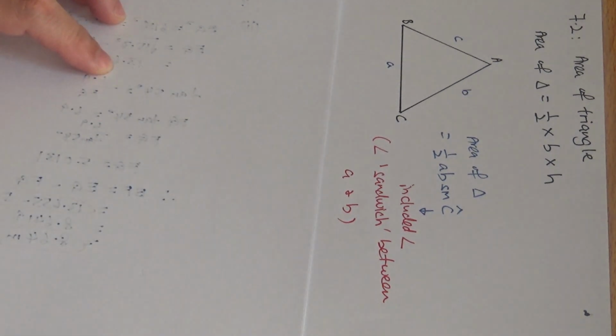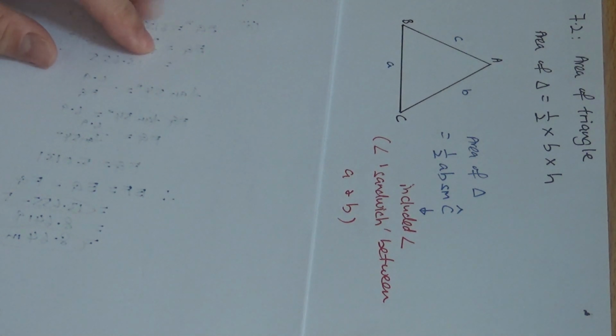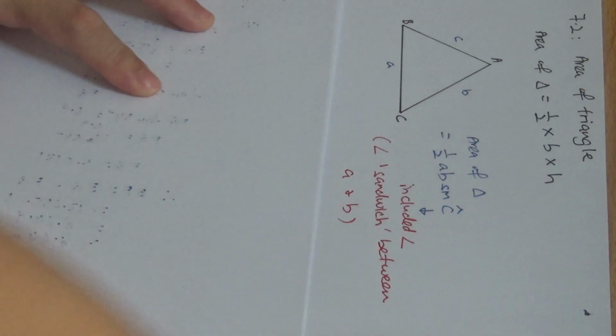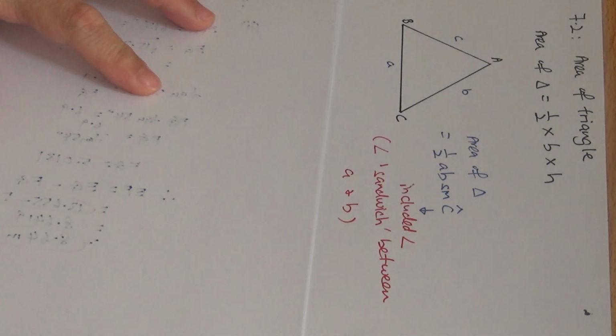Good morning, class. Today we are going on to section 7.2 of your textbook, and that is found on page 230 of your textbook. Okay, so please turn to page 230. We are going to learn about area of triangle. Now, the formula for area of triangle for this section is found on page 232.